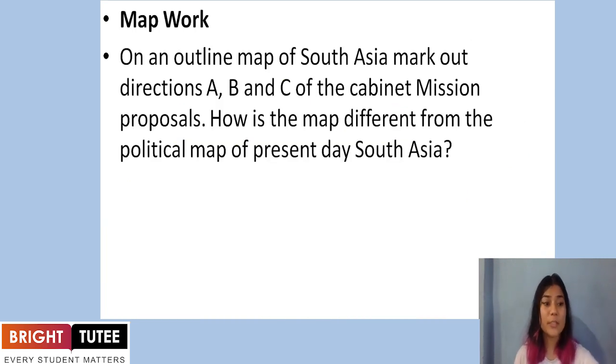So the next question is the map work. Now, in this map work, you have been asked to outline the sections A, B, and C of the Cabinet Mission proposal. So the Cabinet Mission proposed creation of 3 sections, right? A, B, and C. A was Hindu majority section, B and C was Muslim majority section, both in northwest and northeast part of India. So that has to be marked on a map. Okay, so that is your map work.